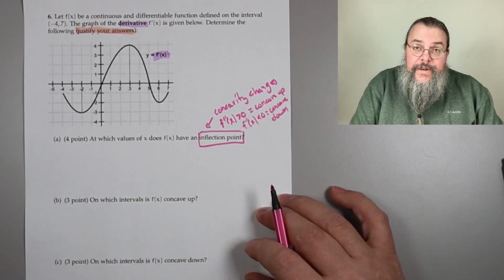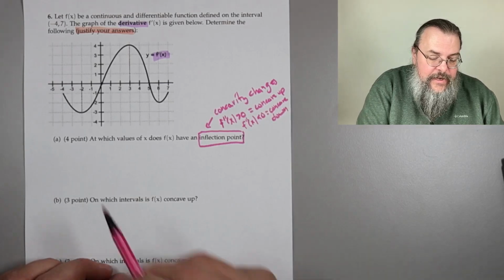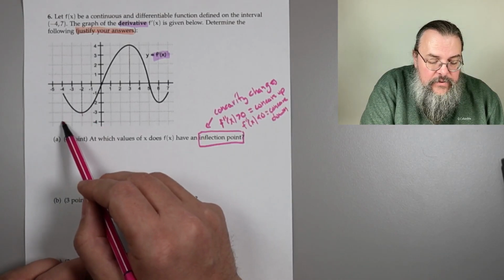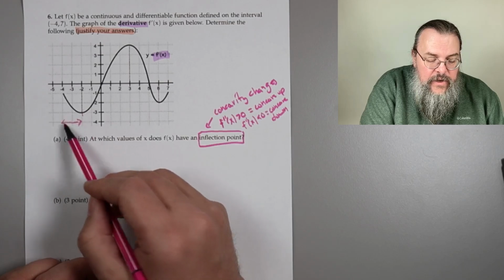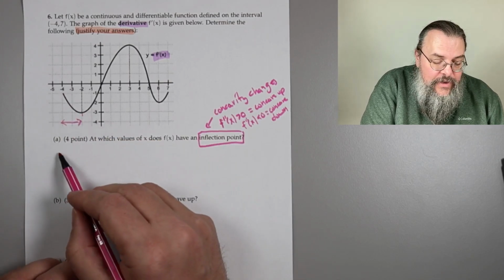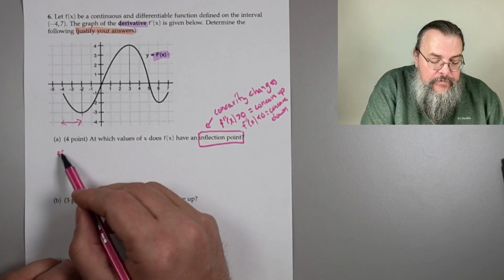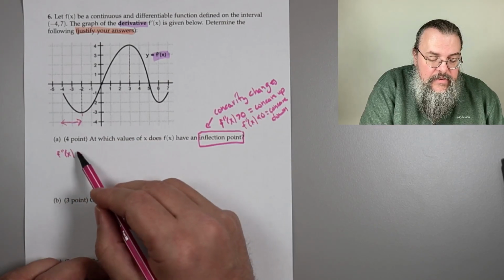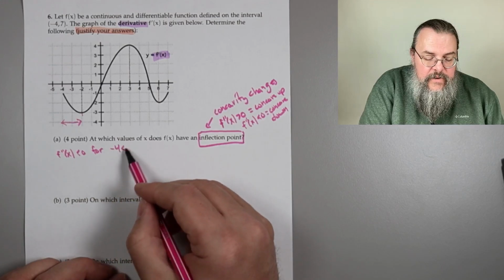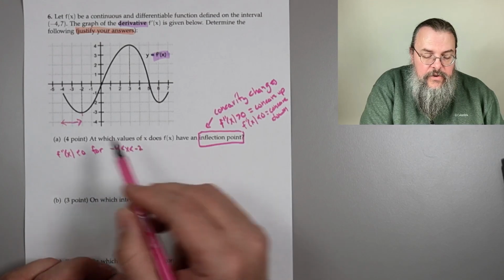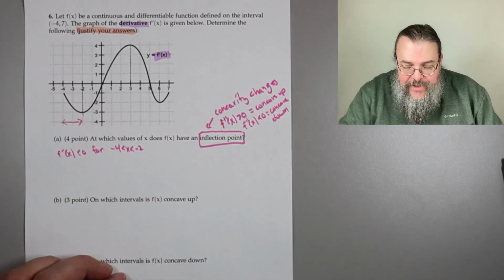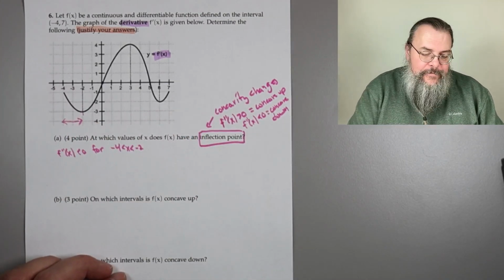So we can look at this and say, all right, let's look at our picture. This is f prime. So in this range here, notice how f prime is going down. So we can say f double prime of x is negative for negative 4 less than x less than negative 2, because we're decreasing. As the derivative decreases, that says the concavity is negative.